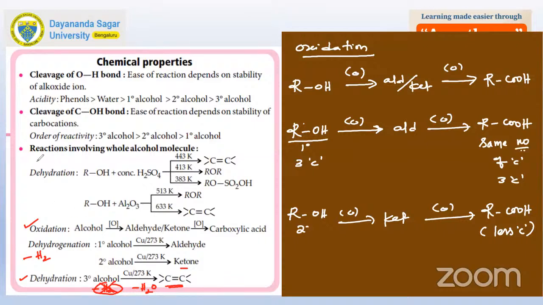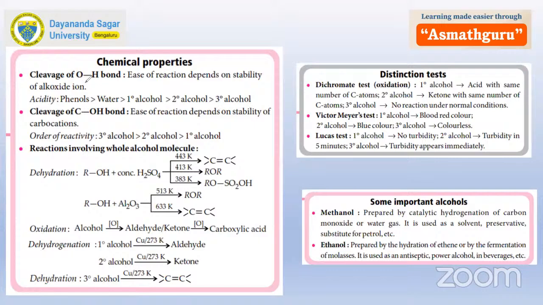So all these reactions, whether it is dehydration, oxidation, or dehydrogenation, are due to the whole alcohol molecule. So remember, my friends, there are 3 kinds of reaction: cleavage of the O-H bond, cleavage of the C-O bond, and reactions due to the whole alcohol.